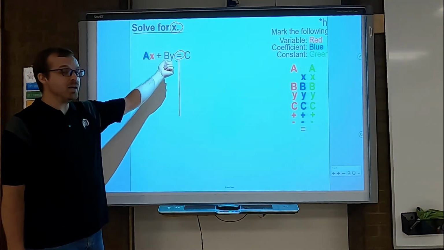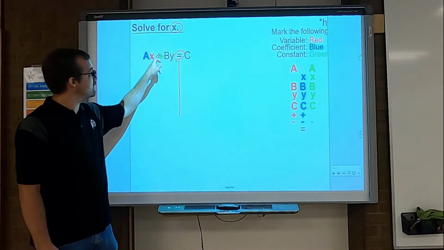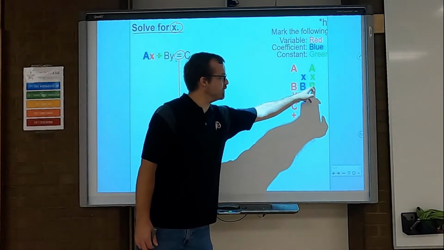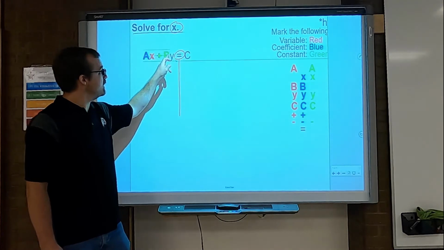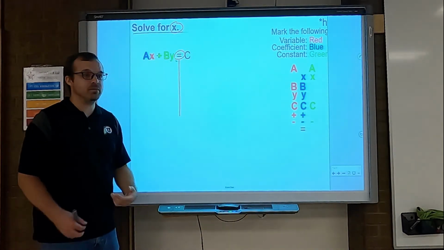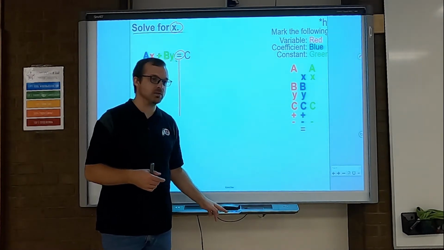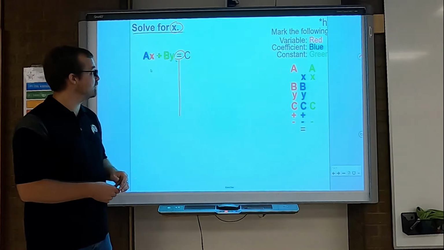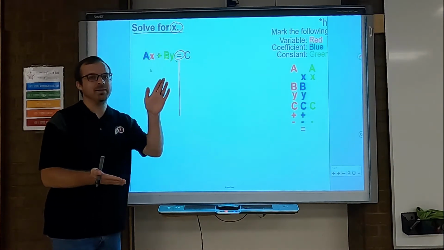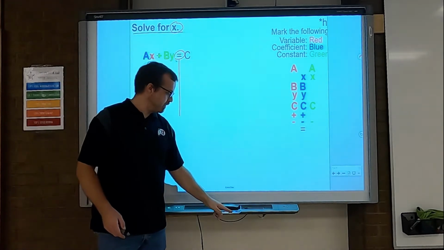And then we have plus by as our constant. But don't forget to identify the plus as part of your constant. And then b, and then y. All right, so now we have to do our order of solving, which starts with simplifying, which we don't have anything to simplify here. And get rid of the constant, get rid of the coefficient. We've already identified the constant in green here.